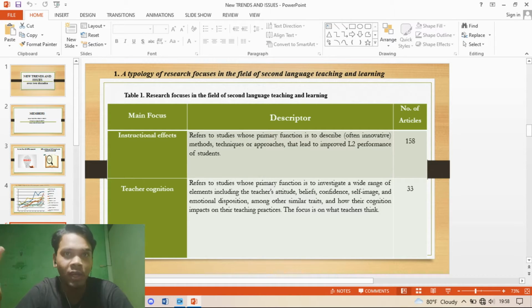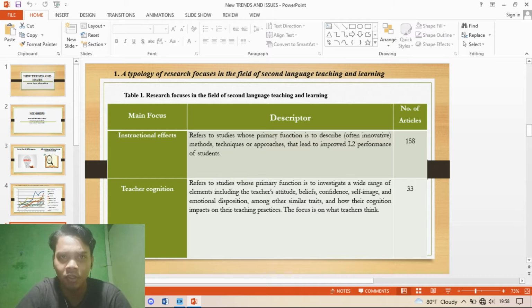First of all, instructional effects. What is the description of instructional effects? Instructional effects refers to studies whose primary function is to describe methods, techniques, and approaches that led to improved second language performance of students. They identified about 158 articles here.